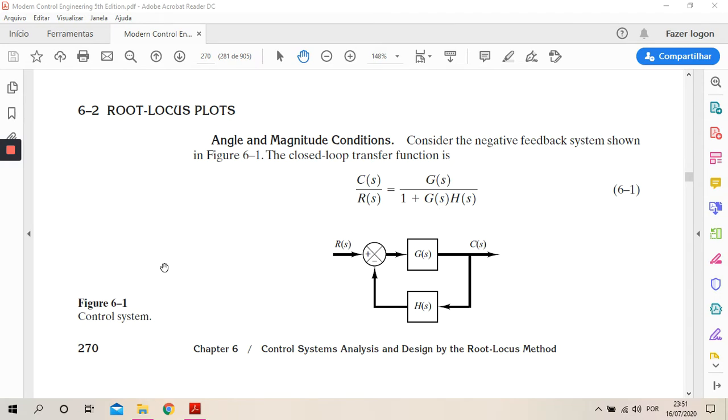Routh Locus plots: angle and magnitude conditions. Consider the negative feedback system shown in figure 6-1. The closed loop transfer function is C(s)/R(s) = G(s)/(1 + G(s)H(s)). And this figure here shows the block diagram for the closed loop transfer function.